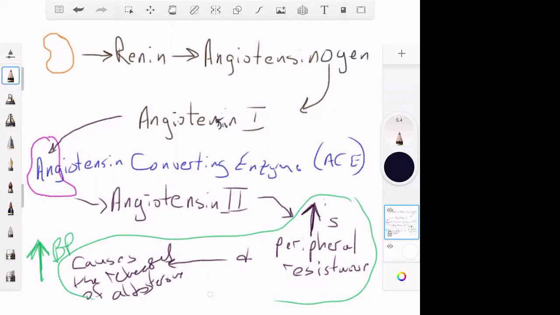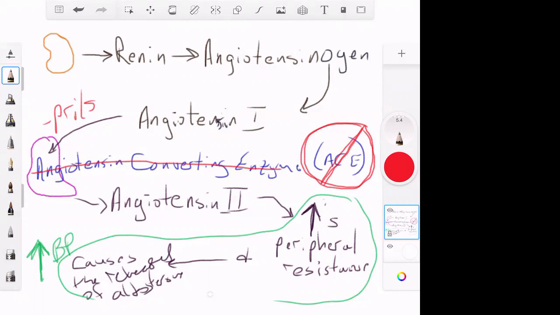So if we had a patient who had high blood pressure, we can give them medications called ACE inhibitors. It will block this from doing its job, which means angiotensin 1 will never get converted to angiotensin 2, which means peripheral resistance won't increase, which means there won't be that release of aldosterone, which means blood pressure won't go up. In other words, it'll help them keep a lower blood pressure. And these are the prils, like lisinopril or captopril. These are the ACE inhibitors.